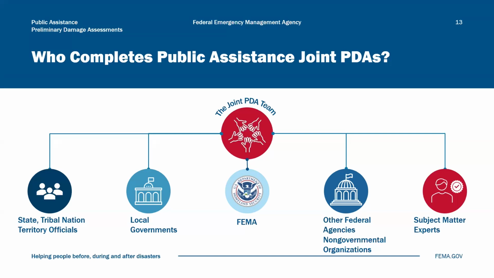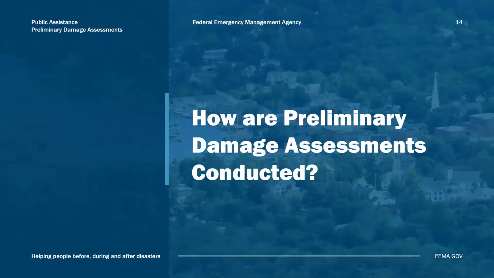Representatives from all of these groups form the joint PDA team. Representatives from other federal agencies such as the U.S. Army Corps of Engineers, Small Business Administration, and Environmental Protection Agency may also be part of the joint PDA team, alongside subject matter experts such as engineers. The team visits impacted communities and works together to validate damage identified during initial damage assessments. Now that we know who completes public assistance joint PDAs, let's learn how they are conducted.